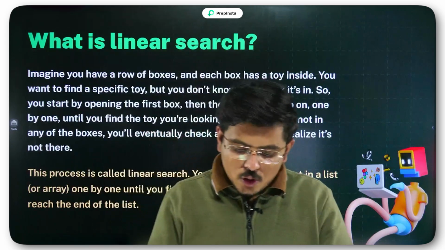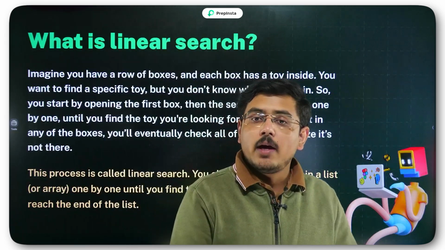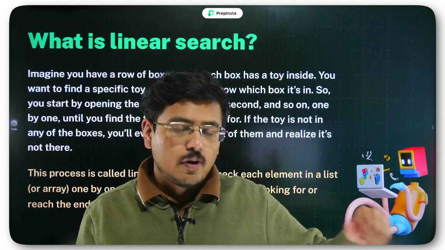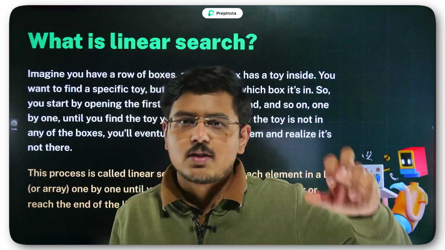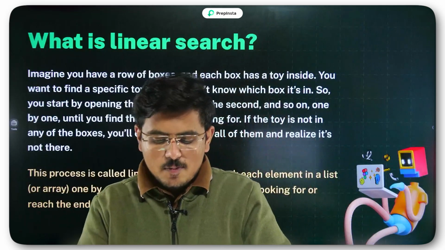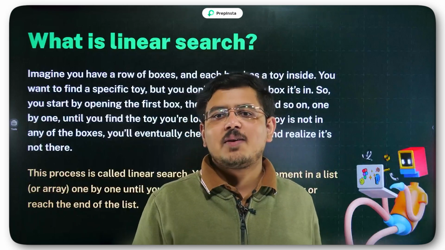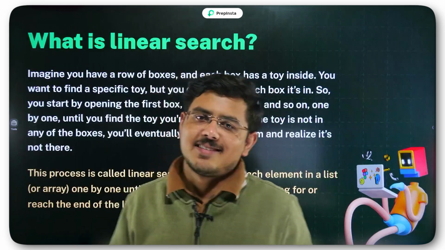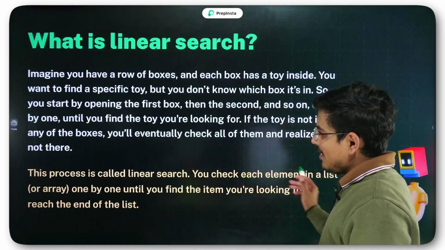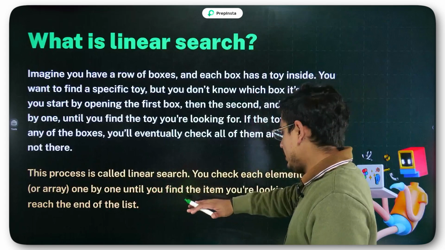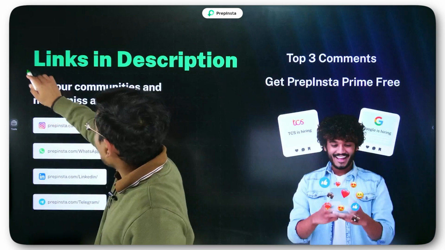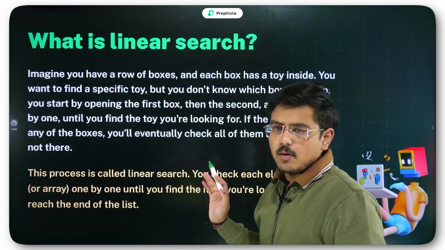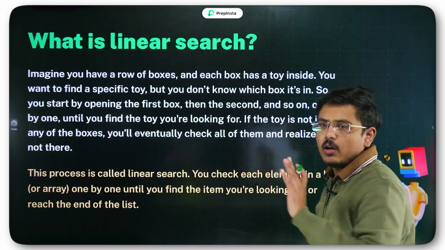Simple. So this process of opening every box one by one, searching for that particular toy that I'm looking for, and then trying to find out that particular toy, this whole process is called linear searching, okay? This method of opening and checking every particular location in the row or in the array or in the list is called linear searching, okay? So you check each element in a list or array one by one until you find the item you're looking for, or you actually reach the end of the list. Very simple about this, okay? This whole process is called linear searching.